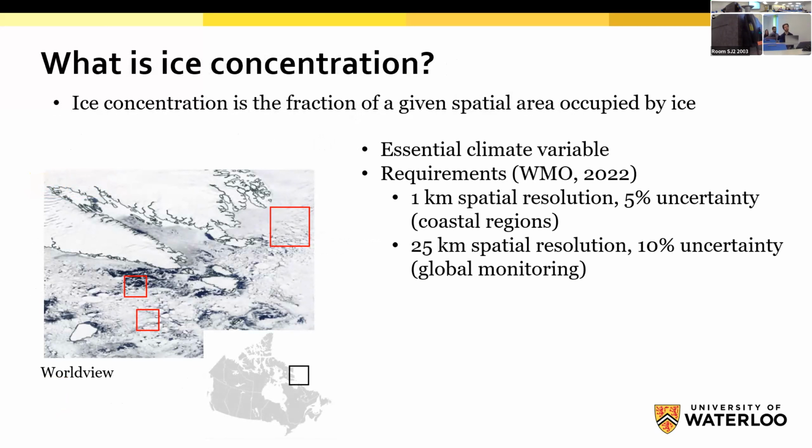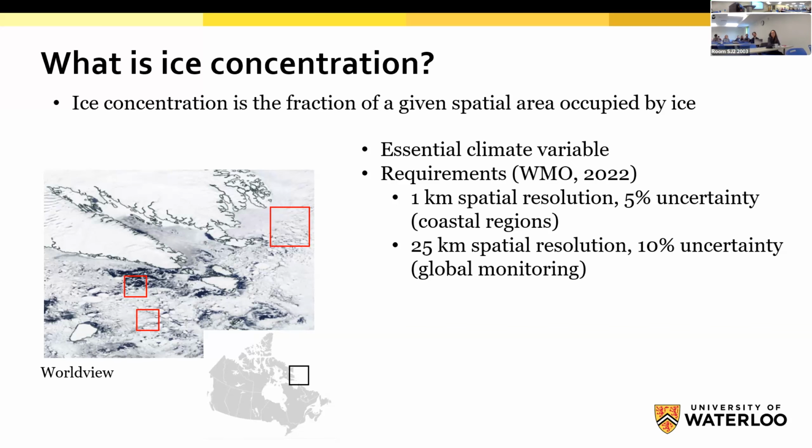Similar to the problem when you look out of an airplane, the problem with using this kind of data to get ice concentration is that it's obstructed by cloud cover. The World Meteorological Organization has recently given some guidance on what the community needs for ice concentration. For coastal regions, they're looking for 1 kilometer spatial resolution and 5% uncertainty. For larger regions, they're looking at 25 kilometer spatial resolution and 10% uncertainty.